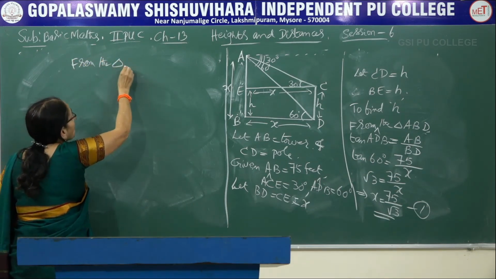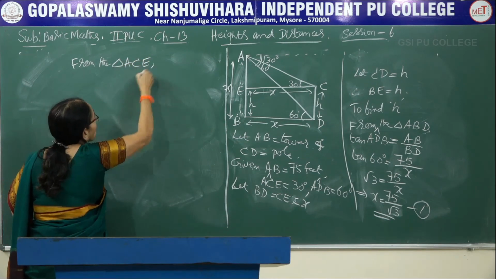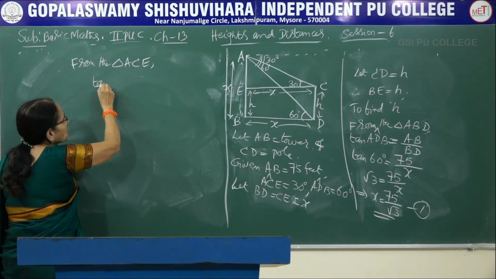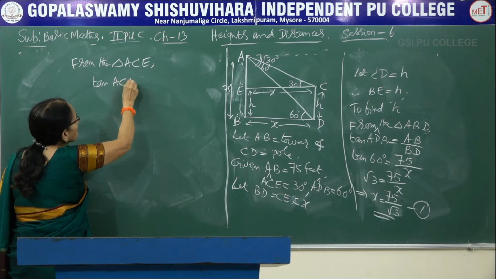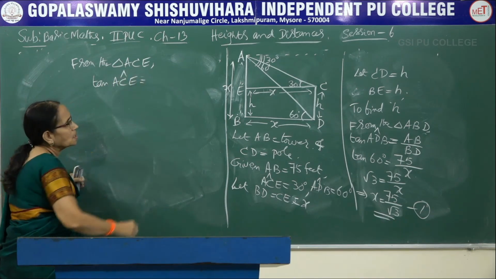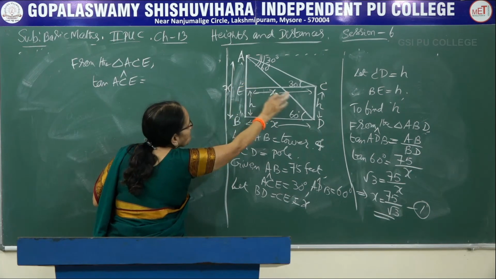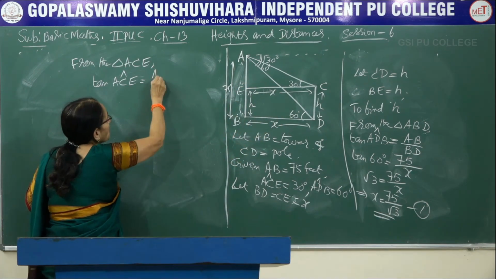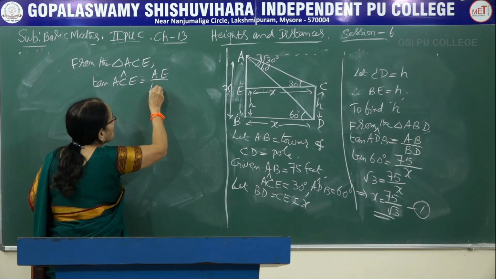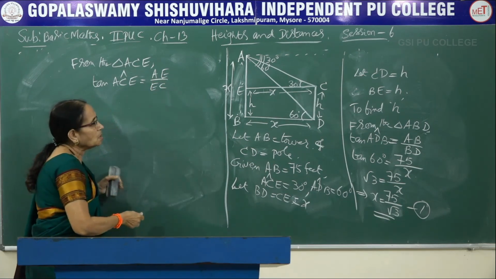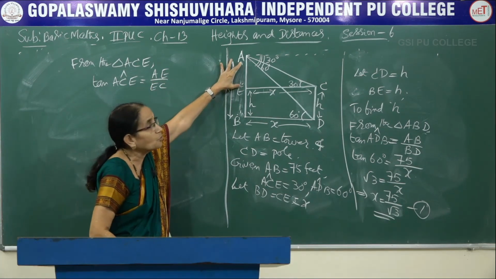From the triangle ACE, consider tan of ACE. Forget about this part. Opposite is AE, adjacent is EC. So AE divided by EC. Now, we don't know the value of AE.